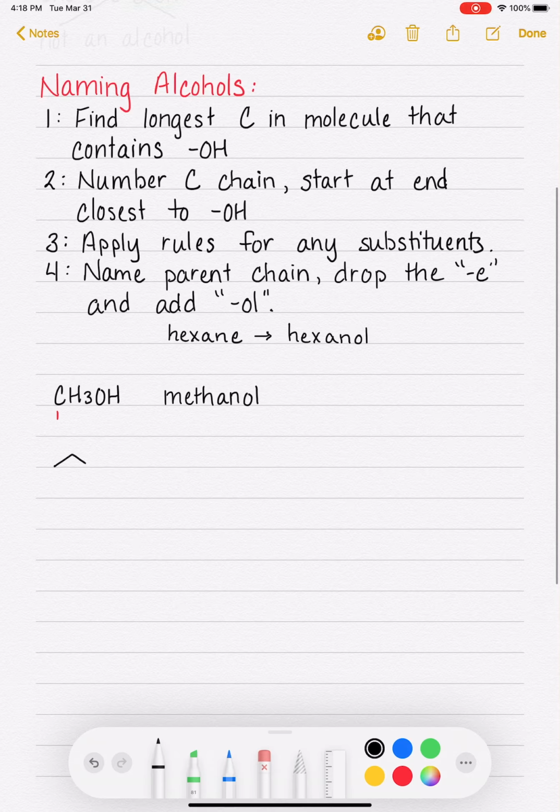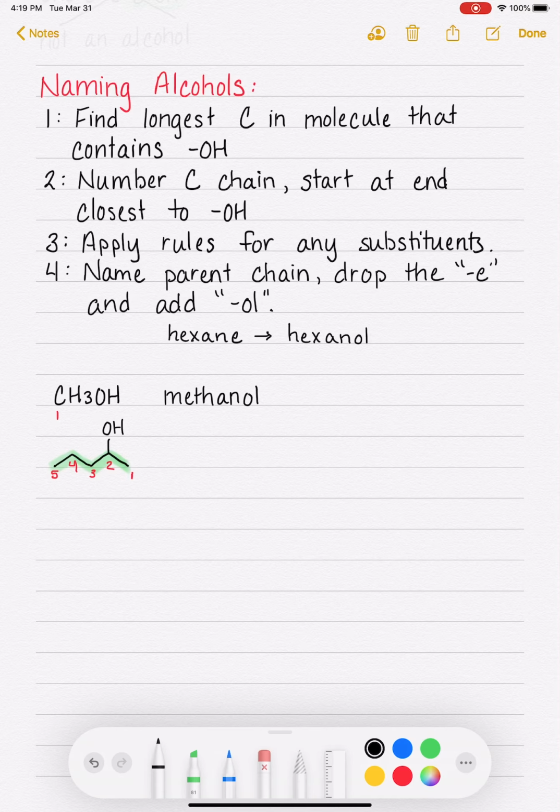So let me give you one that's a little bit trickier. So now here's this molecule. We only have 1 carbon chain, so we don't have to worry about finding the longest carbon chain. We want to number starting on the end closest to the OH, which means we want to start on the right and move to the left. We don't have any substituents on this molecule, so we're ready to go straight to the name.